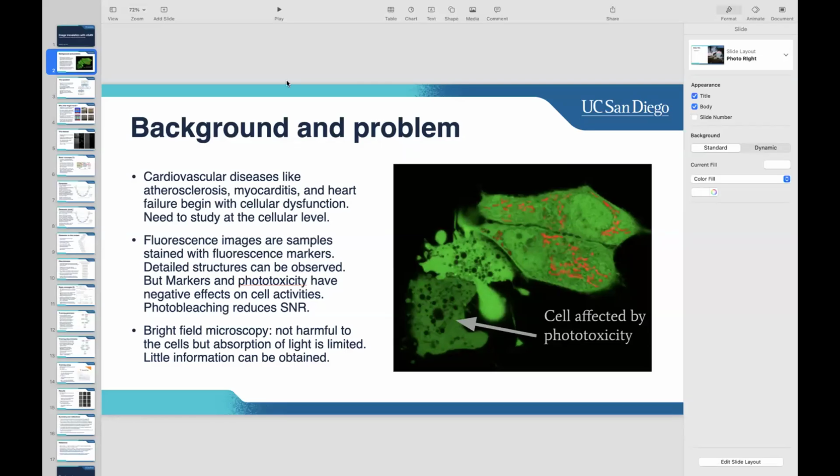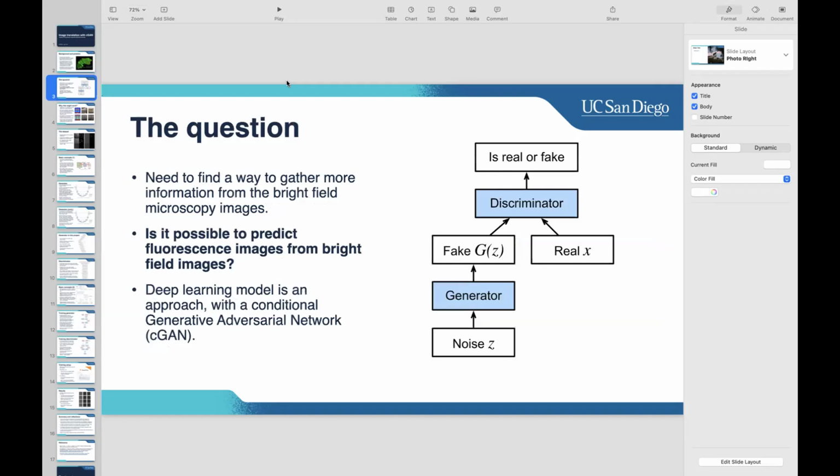Okay. So you have to find a way to get some more information from bright field microscopy images. We have to figure out: is it possible to predict fluorescence images from bright field cell images? And I think the deep learning model is an approach with a conditional generative adversarial network, CGAN for short.